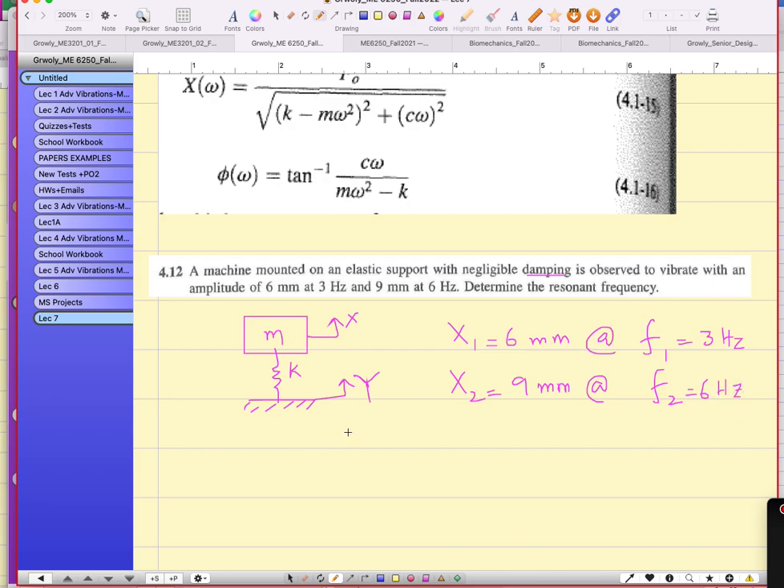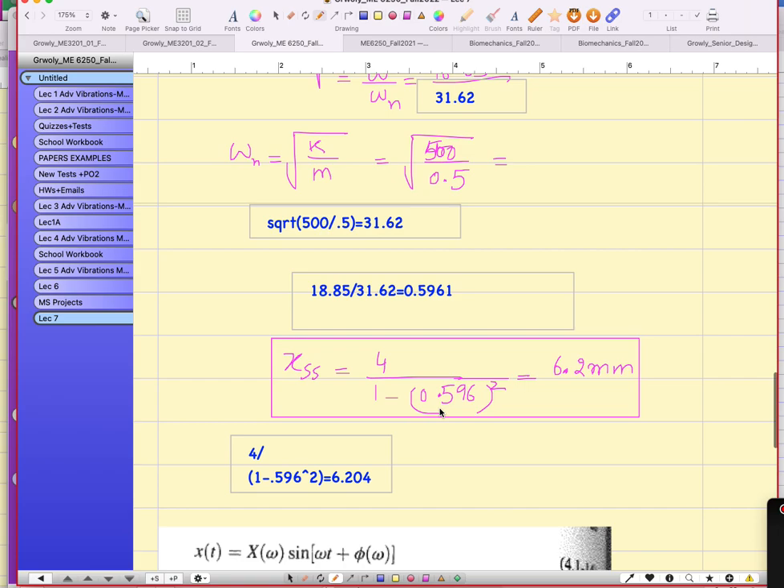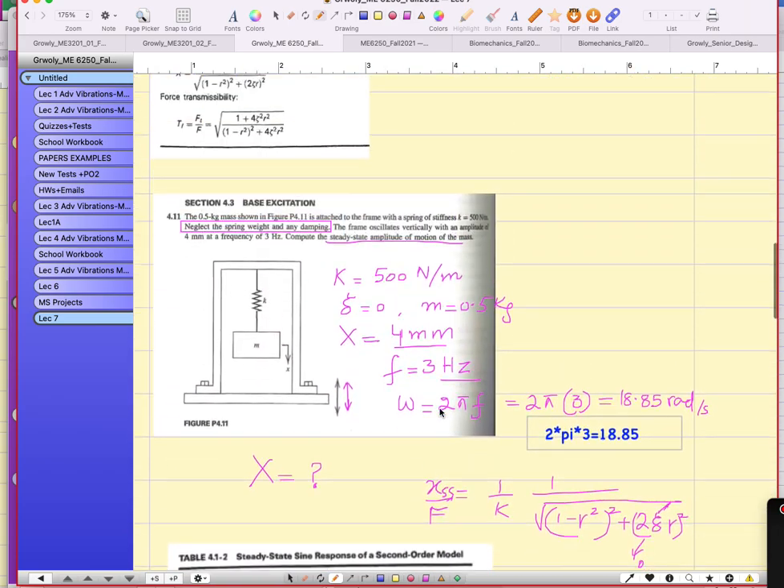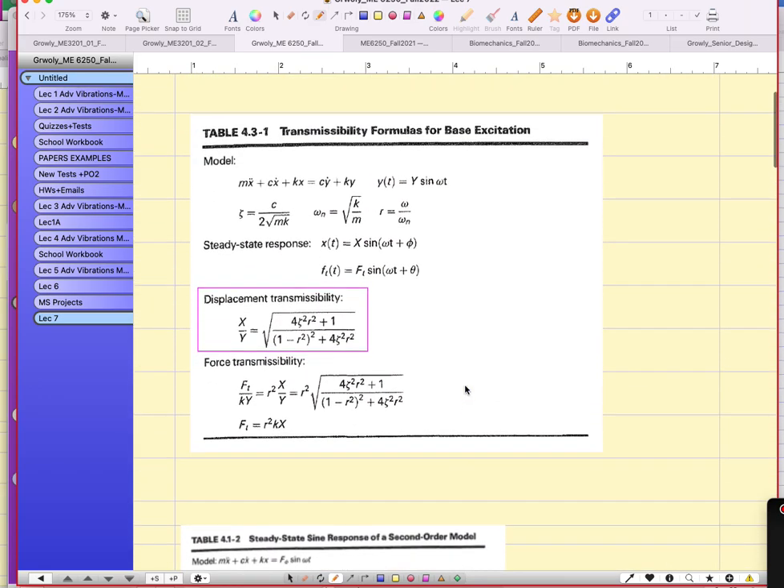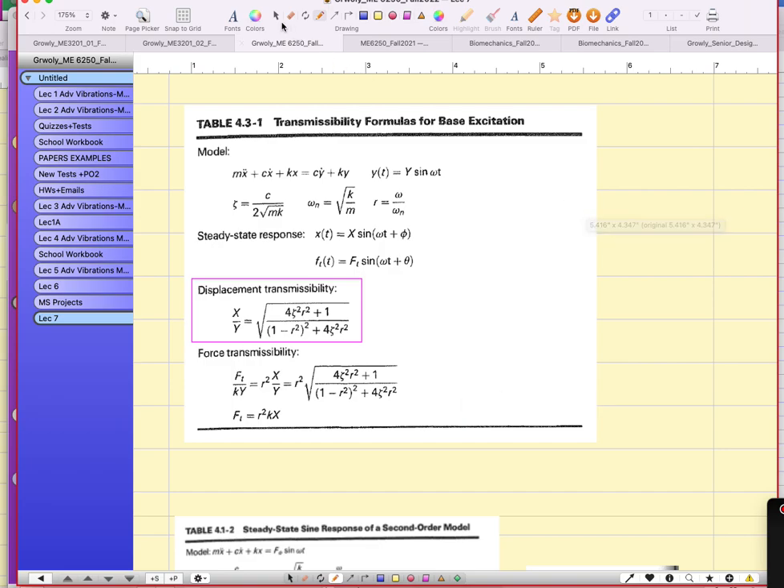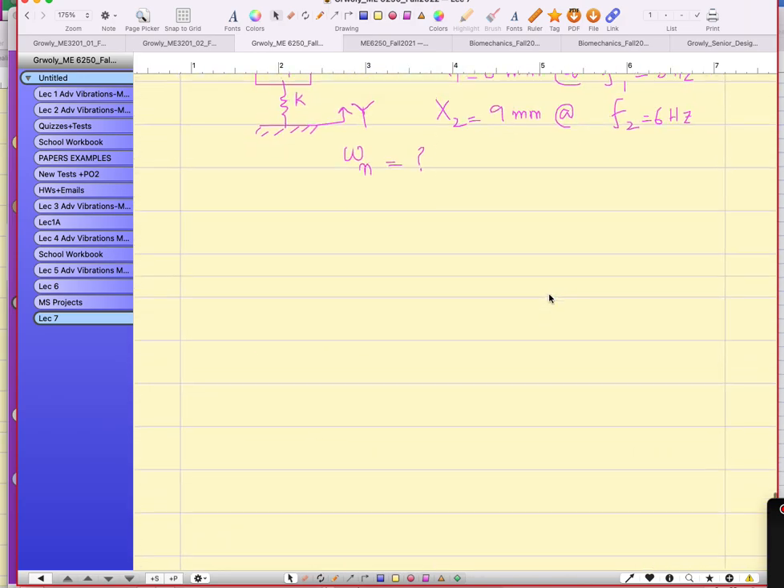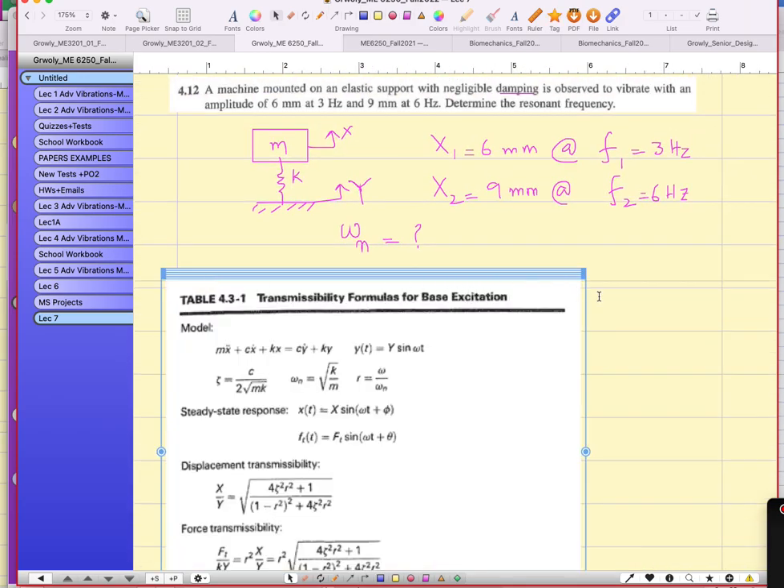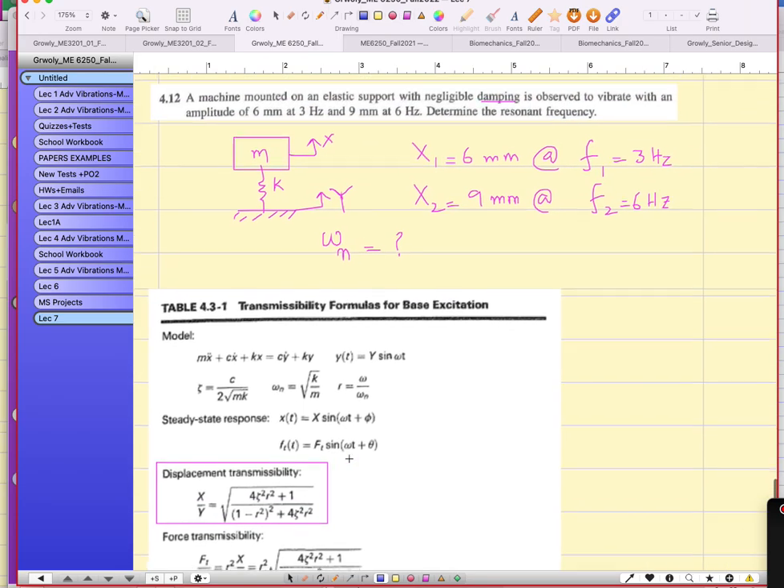So determine the resonant frequency. So we have to find out the omega n. So if I go to the table, let us use this table, transmissibility formulas for base excitation. So I'm going to use this displacement transmissibility for this question.